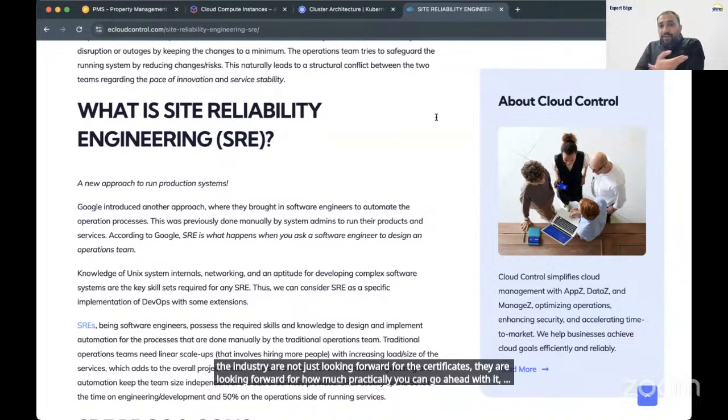But yes, of course, there are various platforms available. You can have the certifications. I just don't want to label them over here.